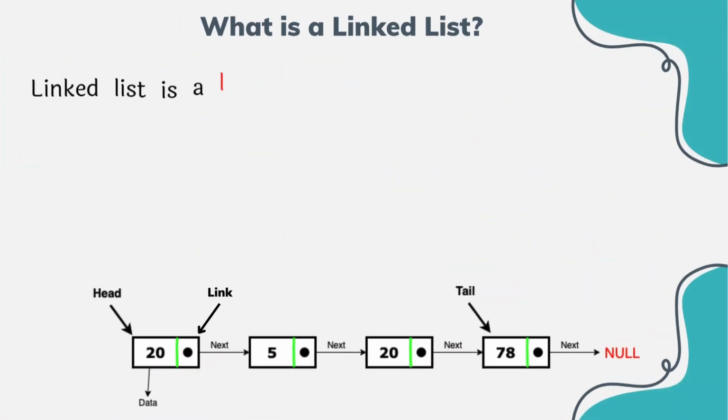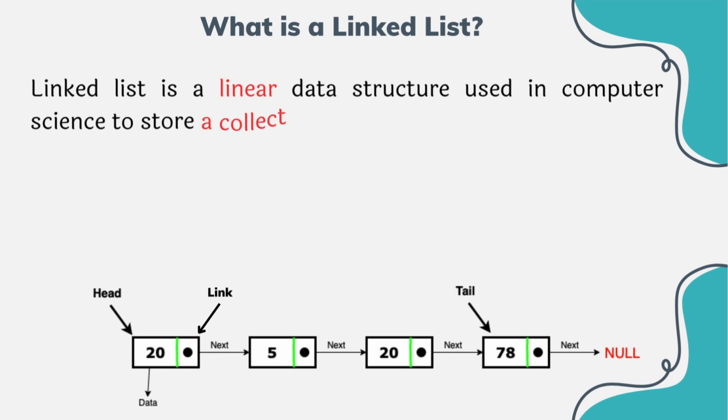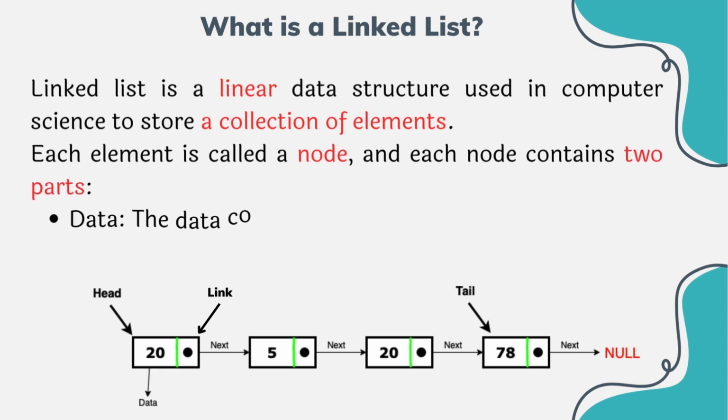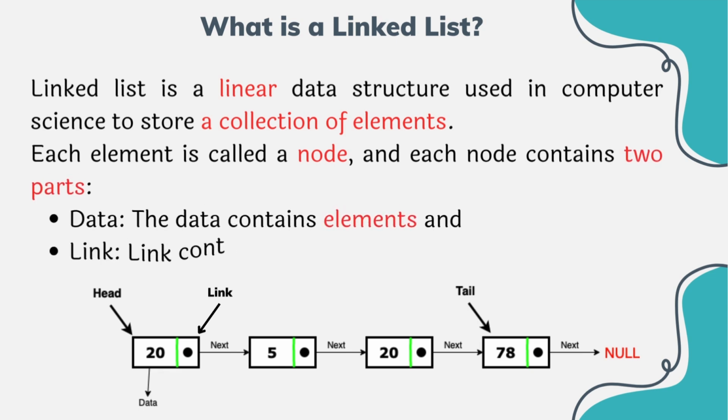What is a linked list? Linked list is a linear data structure used in computer science to store a collection of elements. Each element is called node and each node contains two parts. One, the data, contains element, and two, the link. The link contains address of another node.